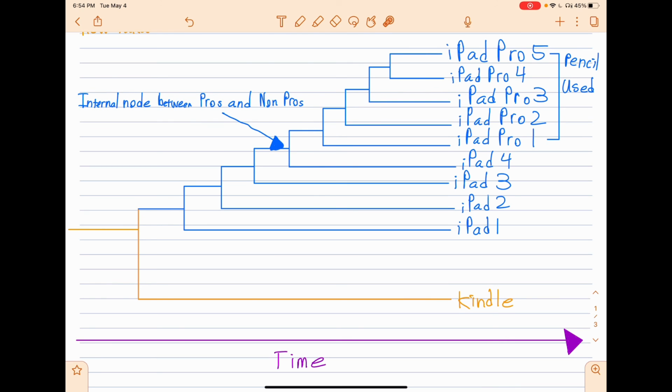And if you wanted to compare the OTUs between the iPad 1 and the iPad Pro 5, the OTUs would be significantly larger for the iPad 1 compared to the iPad Pro 5 because of the various differences in DNA sequences between these two species.